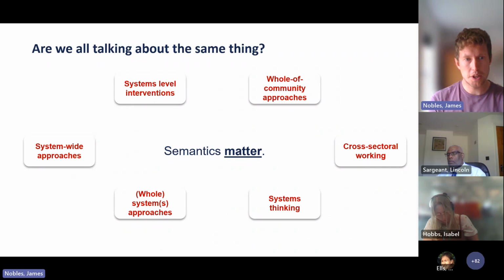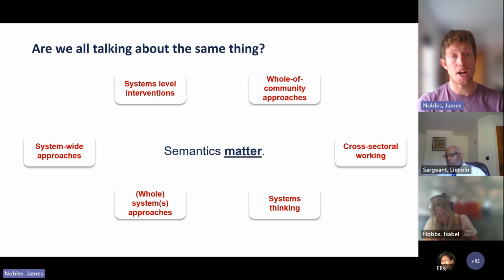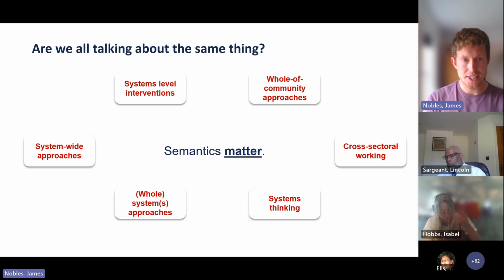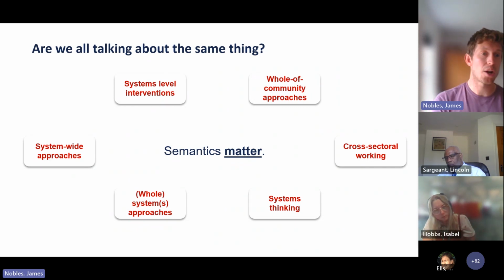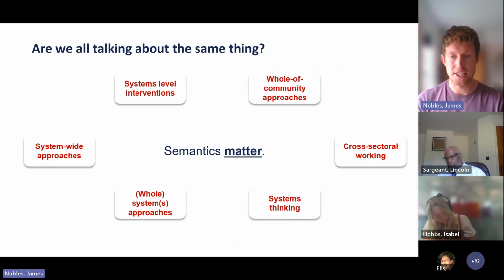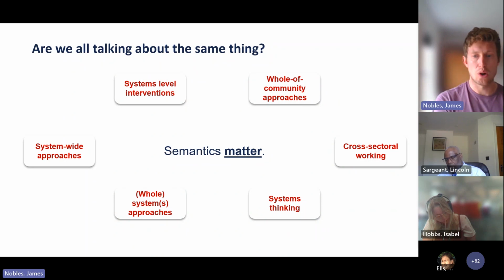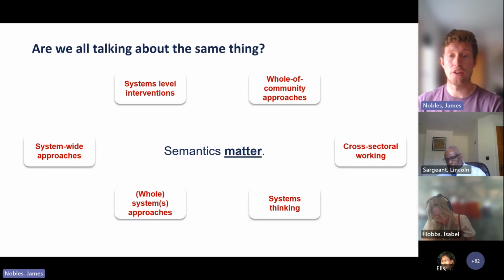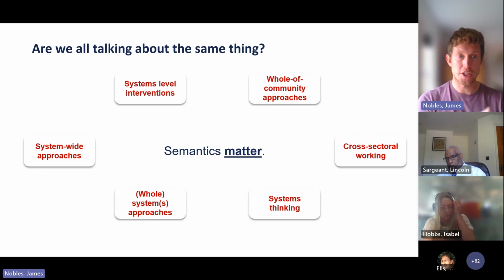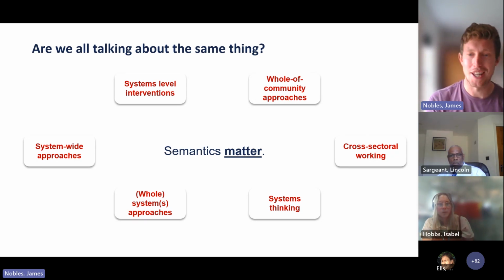Similarly, a whole of community approach might point towards engaging community members in an intervention, but it doesn't necessarily require systems thinking or cross-sectoral working. So when we put all of these things together under the umbrella of a systems approach, it becomes really quite difficult to understand what people actually mean when they say they're implementing a systems approach. So cross-sectoral working, for example, might be very, very useful, but systems thinking, on the other hand, might not. That's just an example. It's not to say that that's the case.